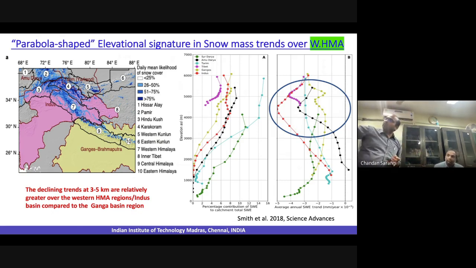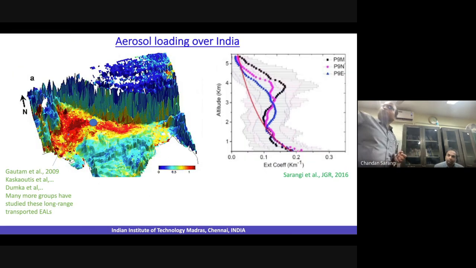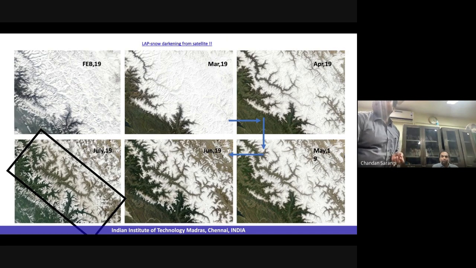We see it is not that much, and I know why, because the dust loading is highest over the western part. This is the Indus Valley. This will be the Ganges Valley, and here a lot of anthropogenic component is there. So when I say dust, it is mostly Thar dust, and anthropogenic means black carbon. So initially everyone was talking about black carbon.